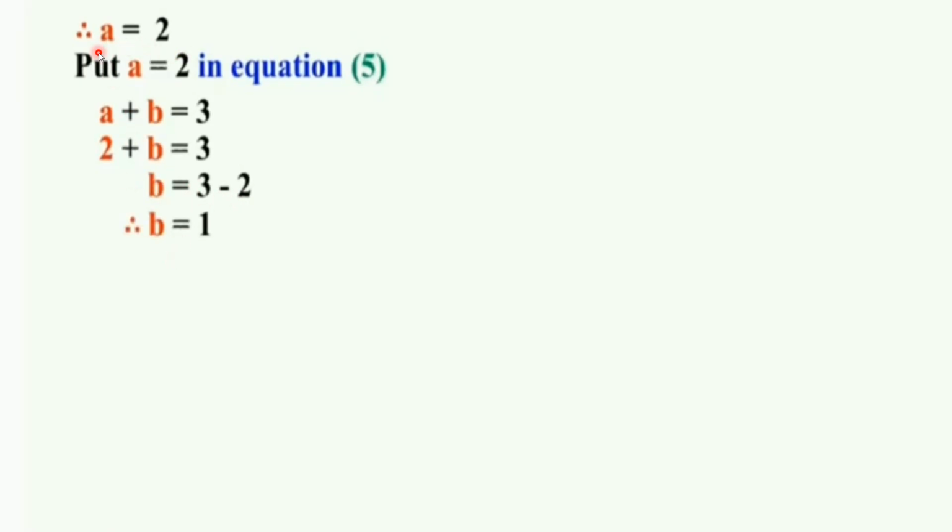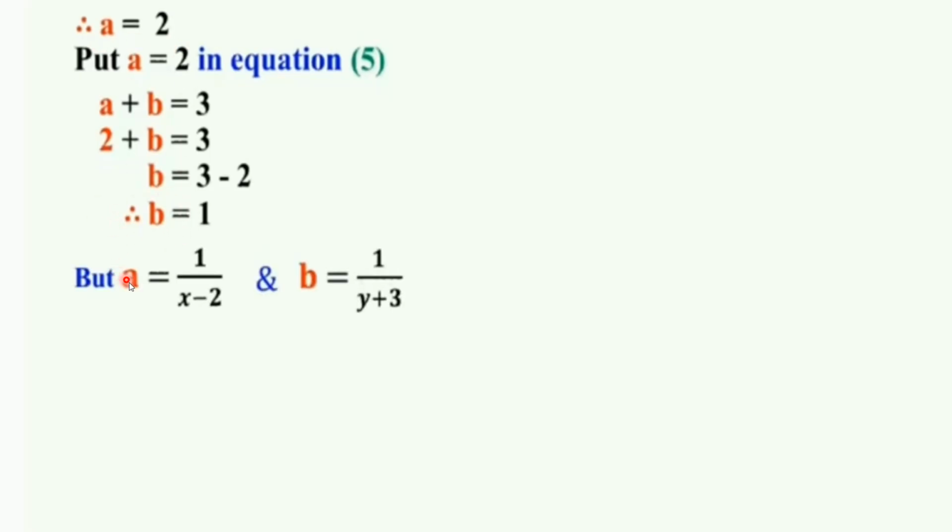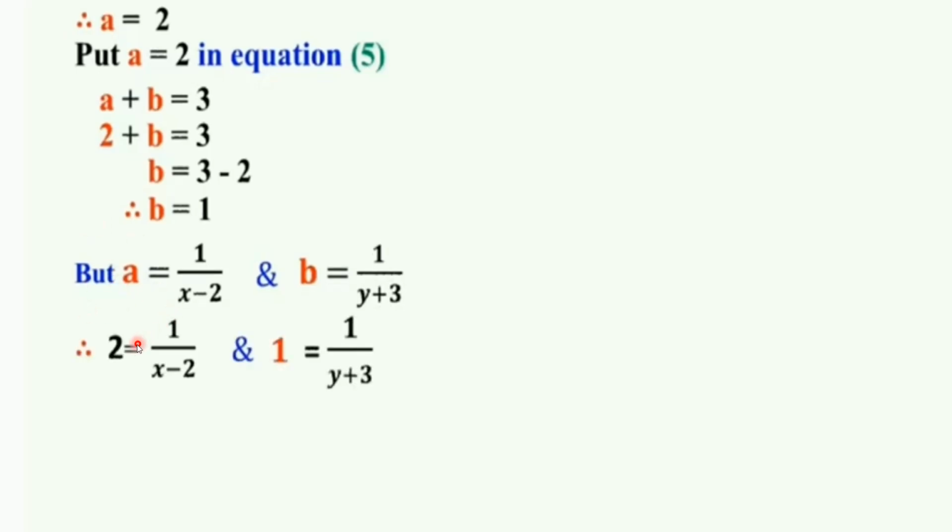Now I have got the values of the variables a and b. Now what must I do? I must get the values of x and y. How to get it? Just take the substitution. a is equal to 1 divided by x minus 2. b is equal to 1 divided by y plus 3. Substitute the values of a and b. So you will get the new equations, that is 2 is equal to 1 divided by x minus 2, and 1 is equal to 1 divided by y plus 3.